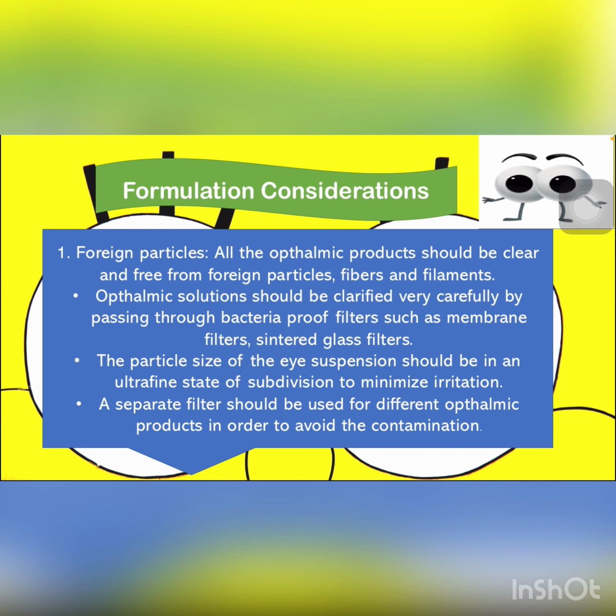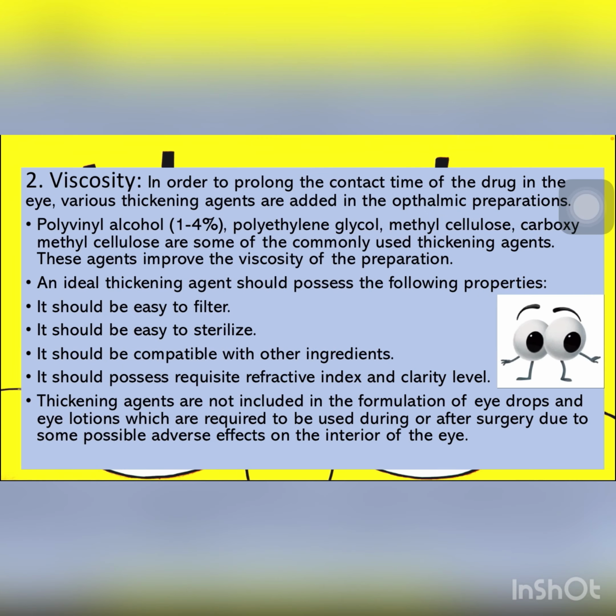So formulation considerations. First, foreign particles. All the ophthalmic products should be clear and free from foreign particles, fibers, and filaments. Ophthalmic solution should be clarified very carefully by passing through a bacteria-proof filter such as membrane filters, sintered glass filters. The particle size of the eye suspension should be in an ultra-fine state of subdivision to minimize irritation. A separate filter should be used for different ophthalmic products in order to avoid contamination.